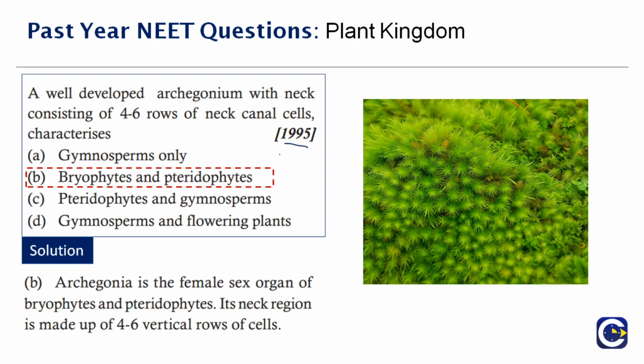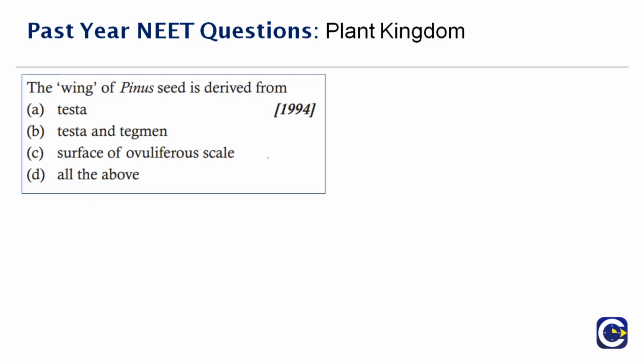And to your right side you can see the clear image of bryophytes, how thick and how vast it grows over the surface. Now these bryophytes require a lot of moisture, or they grow especially on damp areas where there is a lot of water. Now the archegonium is the female sex organ of bryophytes and pteridophytes. Its neck region is made up of 4 to 6 vertical rows of cells. Therefore the correct answer is bryophytes and pteridophytes. Now let's move to the next question here. Now this question was asked in the year 1994. The wing of Pinus seed is derived from, okay, it is derived from dash.